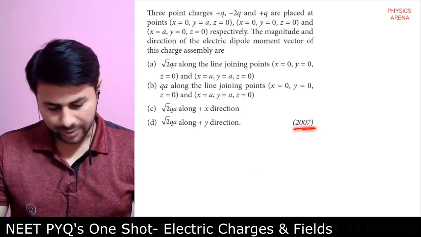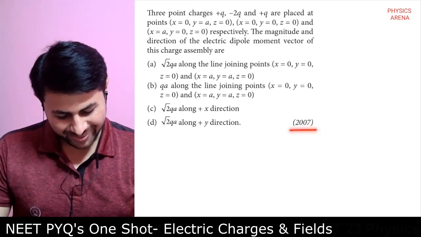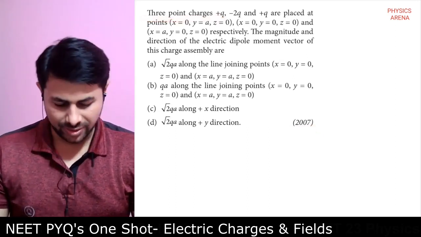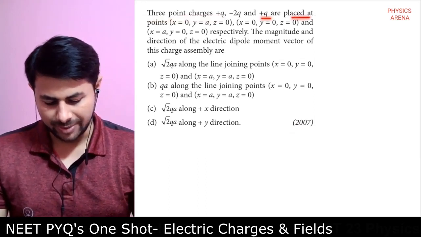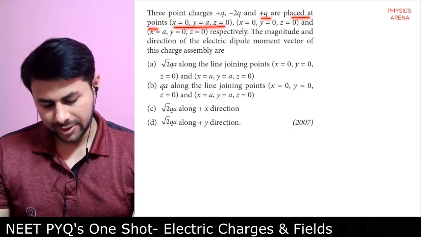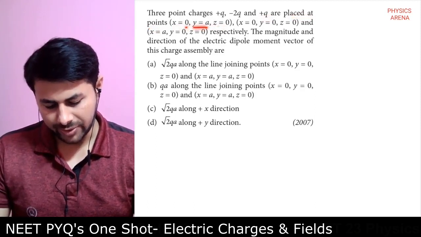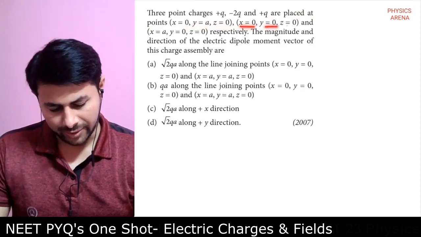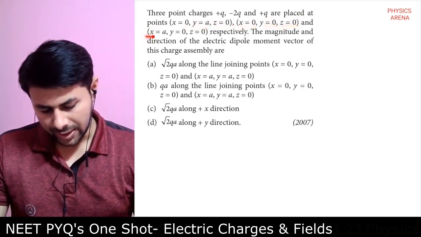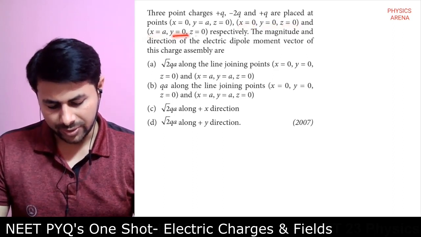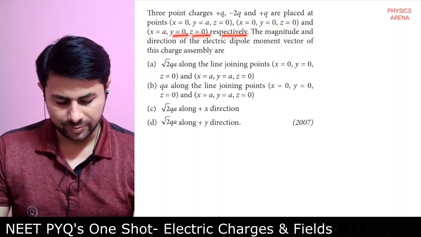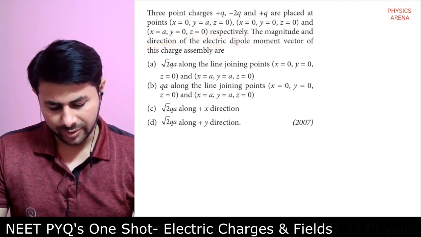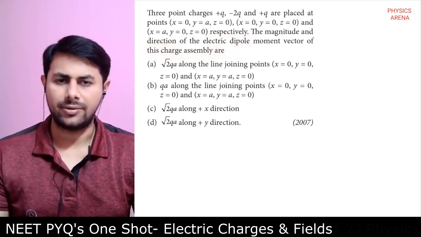So let's see the first question. Three point charges plus q, minus 2q and plus q are placed at points. So these are the points: x equal to 0, y equal to a, z equal to 0; then x equal to 0, y equal to 0, z equal to 0; and x equal to a, y equal to 0, z equal to 0 respectively. The magnitude and direction of the electric dipole moment vector of this charge assembly are.